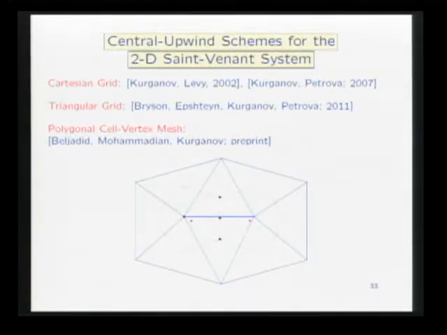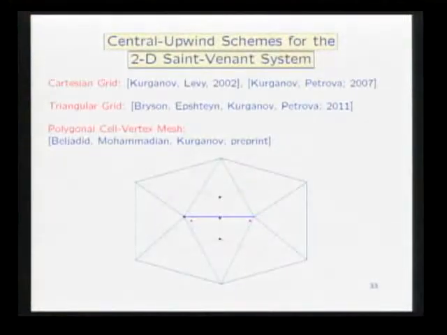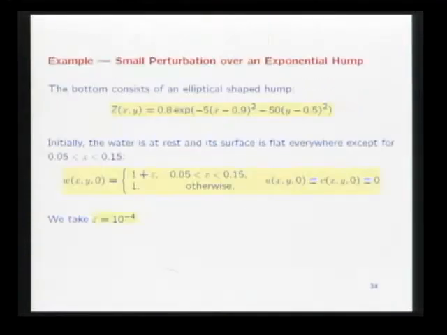These guys, Mohammadian and his PhD student, are engineers, and they really solve practical problems. They need to design tools, and they prefer such meshes. These are polygonal meshes which are based on first doing a triangulation, and then you connect centers of triangles and obtain these polygonal meshes. We extended the Central-Upwind scheme to this type of mesh. Let me show you some 2D results.